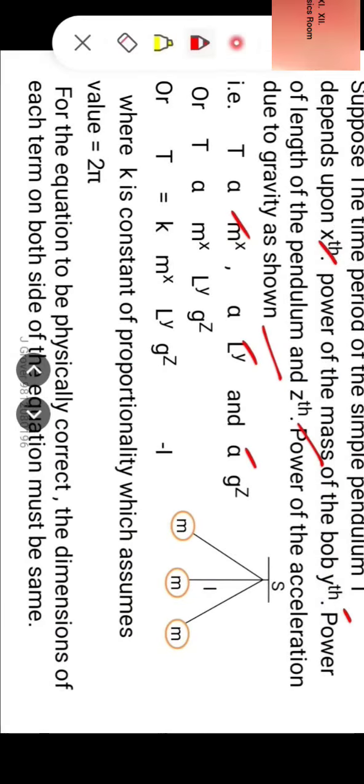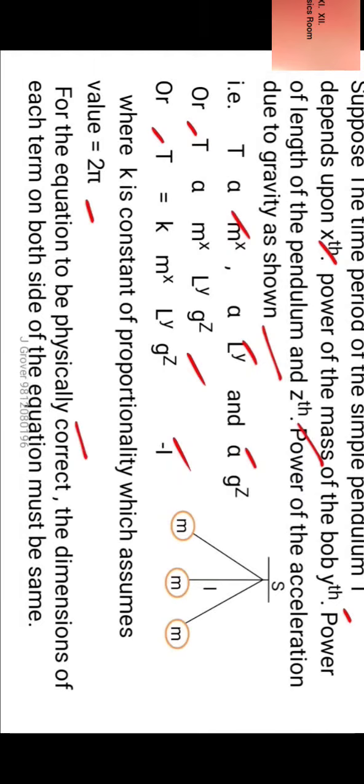Or we can write this expression as T directly proportional to m power x, L power y, G power z on combining all the three proportionalities. Or we can write it as T equal to K into m power x, L power y, G power z. Let us mark it as equation 1, where K is constant of proportionality, whose value is 2 pi. Now, for the equation to be physically correct, the dimensions of each term on both sides of the equation must be same according to principle of homogeneity.